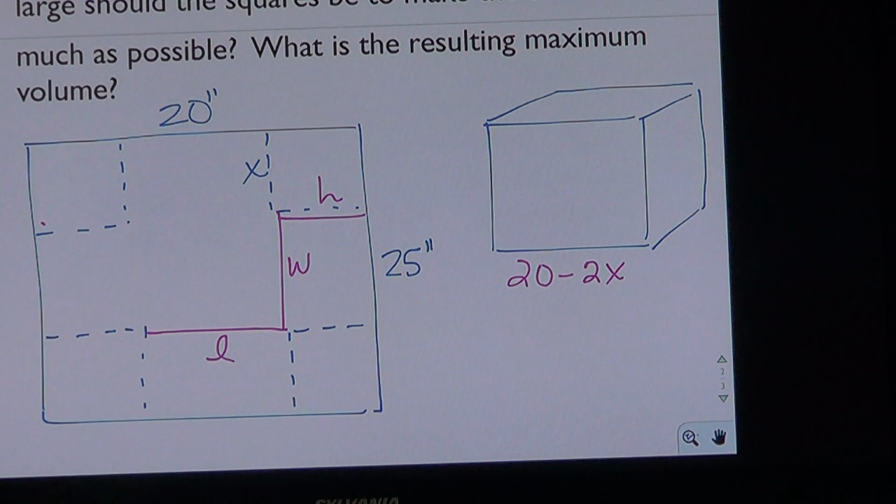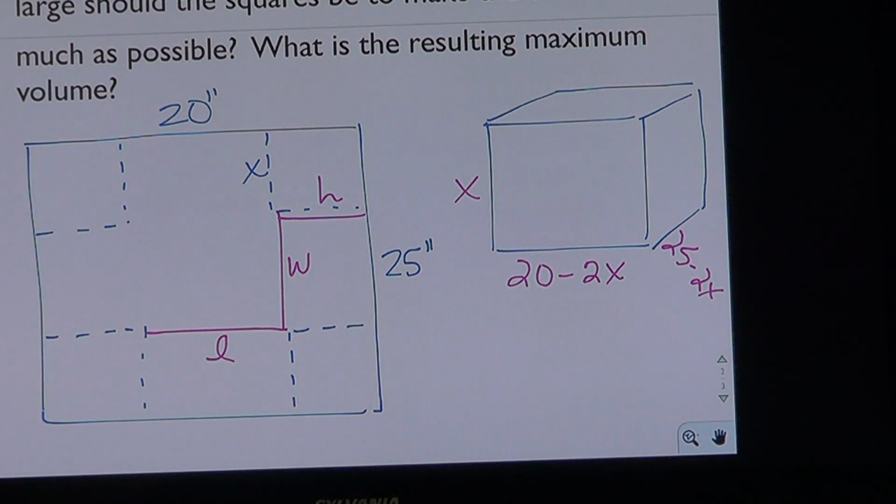Because the whole sheet is 20 inches wide, but we're cutting out two squares that are both going to be x from it, right? So what is the width going to be? 25 minus 2x, which I didn't leave a lot of room for. And the height is going to be x. Does that all make sense?